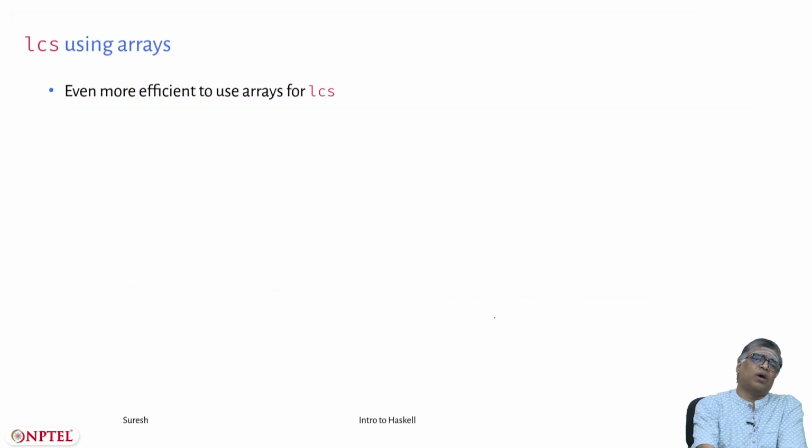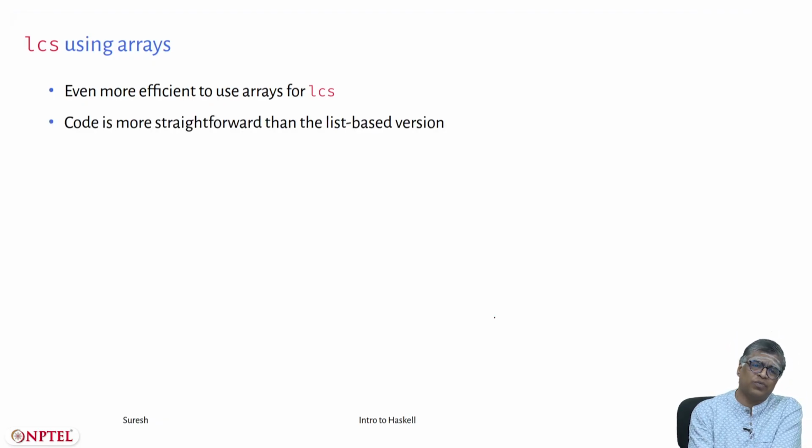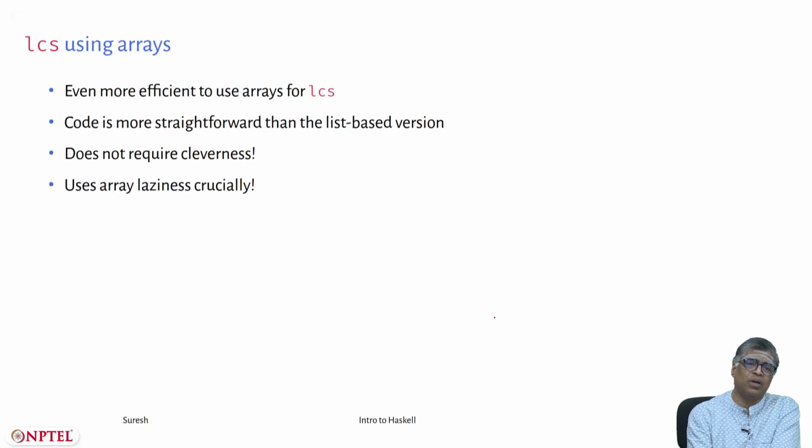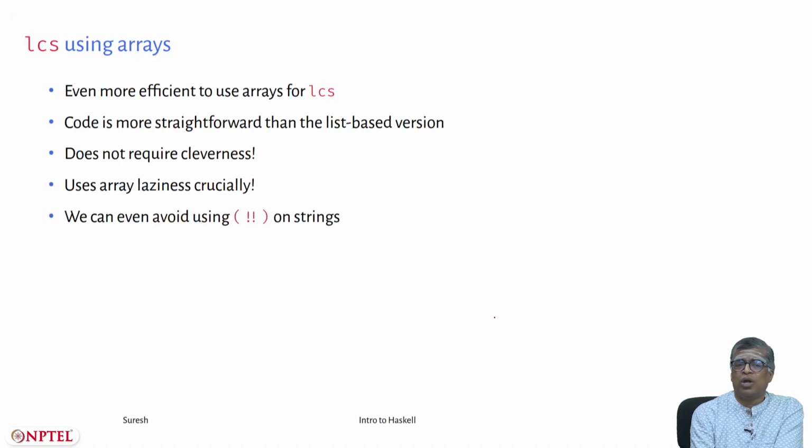Now actually we can use arrays to solve this LCS problem that we had earlier. It is now really simple. You take the naive LCS solution, you just convert it to arrays as follows. The code is more straightforward than the list based version, does not require any cleverness at all, and uses array laziness very crucially, and you can even avoid the bang bang on strings, as we will see in a minute.